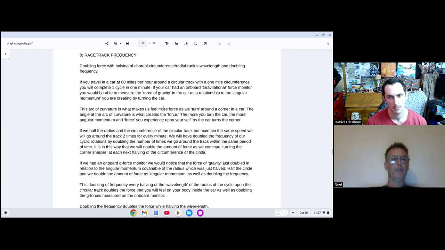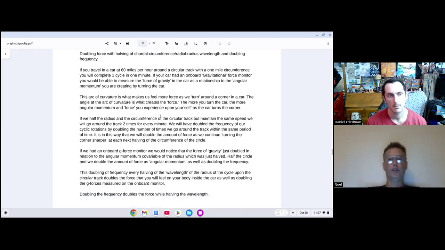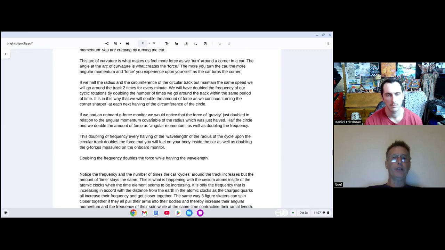This arc of curvature is what makes us feel more force as we turn around a corner in a car. The angle of the arc of curvature is what creates the force. The more you turn the car, the more angular momentum and force you experience upon yourself as the car turns a corner. Now, if we halve the radius of the circumference of this track to 1/2 mile, but maintain the same speed, we will go around the track 2 times every minute. We will have doubled the frequency of our cyclic rotations by doubling the number of times we go around the track within the same time period.